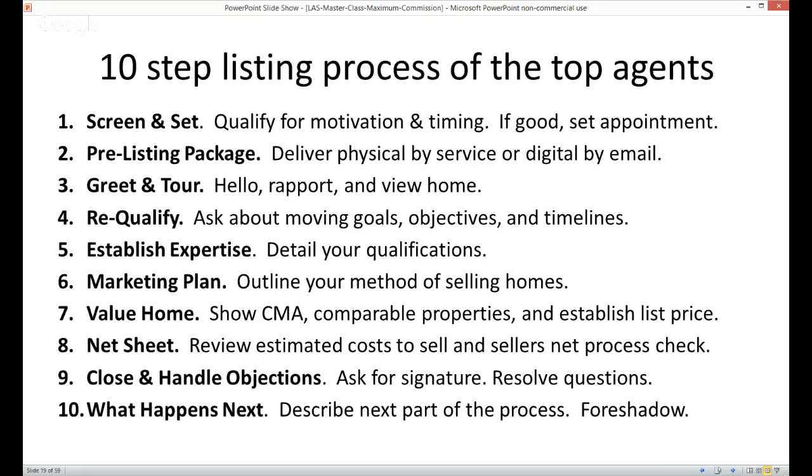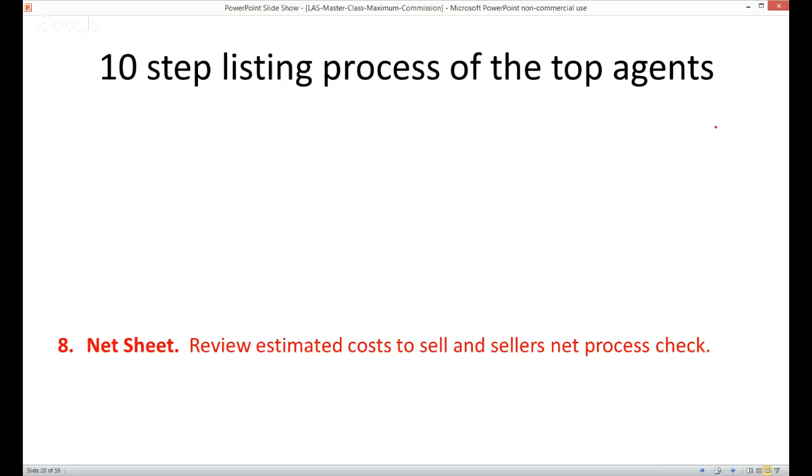And then they go into their close, asking for the sale and handling the objections if there are any that pop up. And then they talk about what's going to happen next, so the seller knows what's on the horizon. And so we're going to focus today on number 8, the net sheet, the review of the estimated cost to the seller and the seller net sheet process.